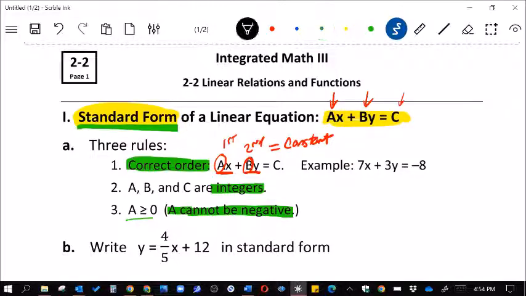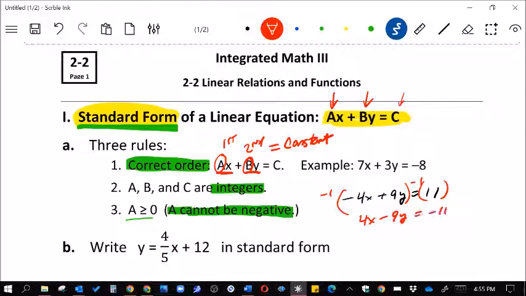So let's say we had negative 4x plus 9y is equal to 12. Now let's not use 12 because that's reducible. Let's say 11. If we had this, we would have to multiply both sides by a negative 1 so that we would get 4x minus 9y is equal to negative 11. That's standard form. This one is not standard form. This one is standard form.